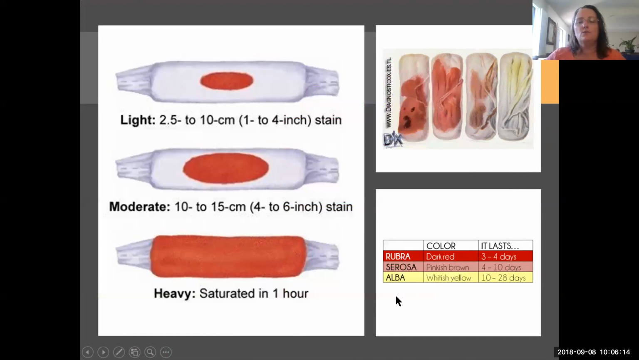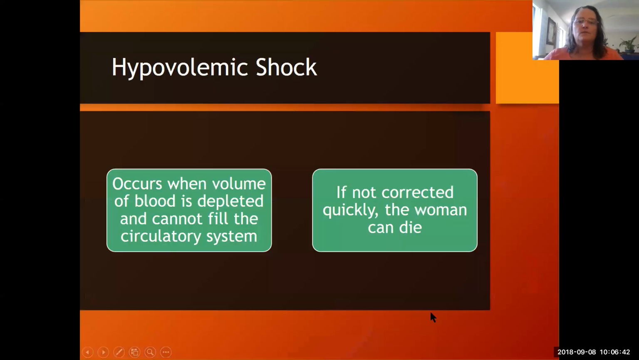So in the beginning, we see rubra, that's normal, it's dark red, lasts a couple of days. Serosa is where it kind of starts to change into a pinkish brown. You can see that example here. And that's for about the next 5 days after she's gone home, usually. And then alba is that whitish yellow, and it can be up to a month. So this is a normal occurrence. It's not a period. It's the rest of the lining of the uterus that has been there to support the pregnancy. It's called lochia.